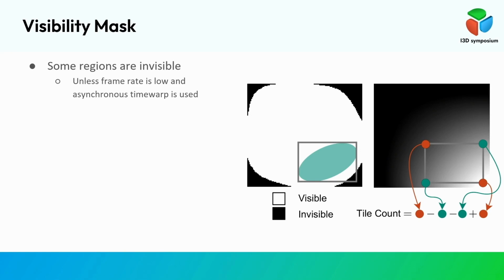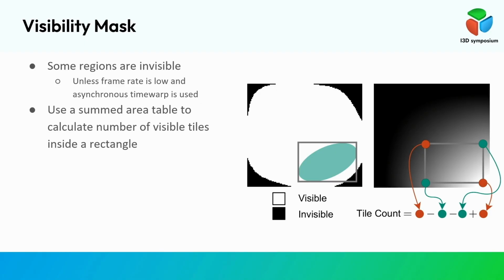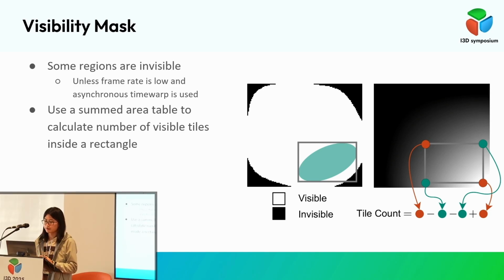But this requires some additional processing. So in pre-processing of 3D Gaussian splatting, we need to calculate the number of tiles inside a rectangle. Now with the visibility mask, we need to calculate the visible tiles inside a rectangle. So we pre-calculate a summed area table. And with this table, we only need four accesses to calculate the visible tiles inside the rectangle.